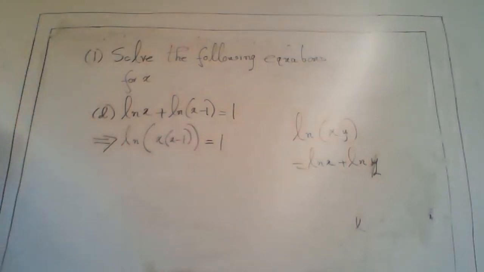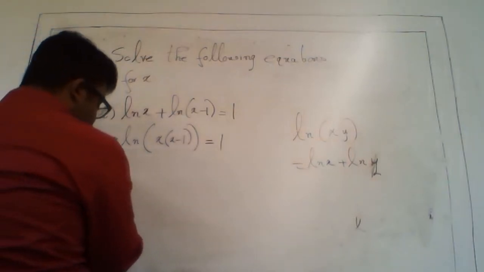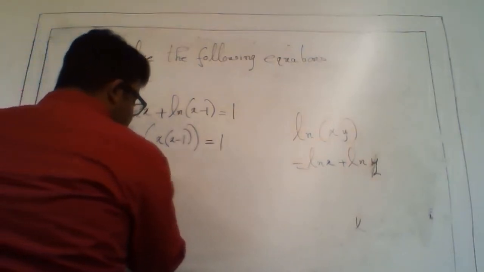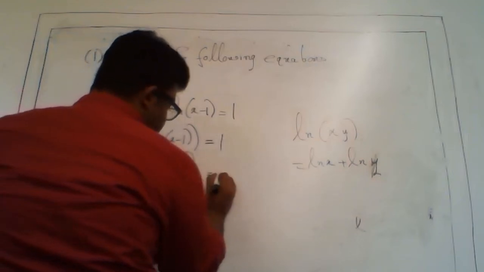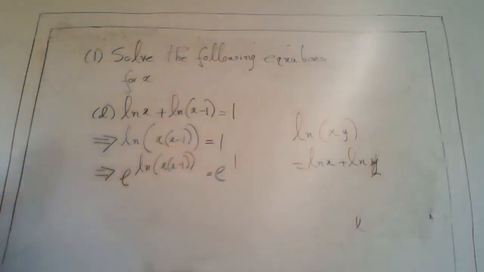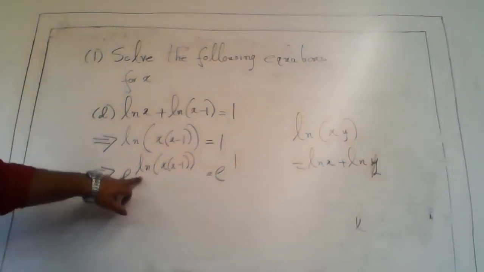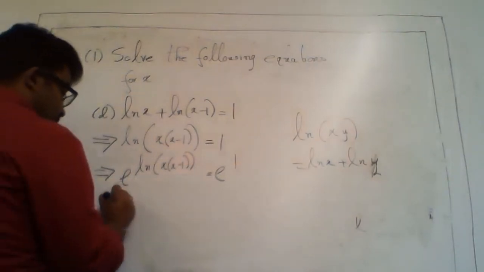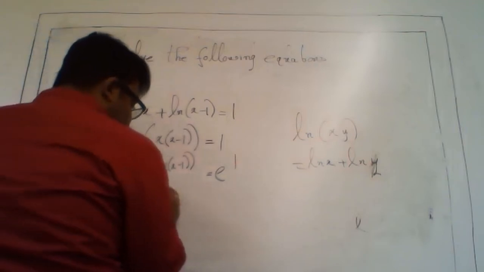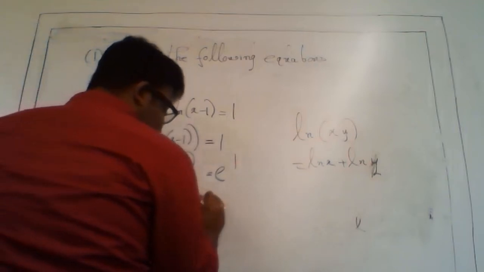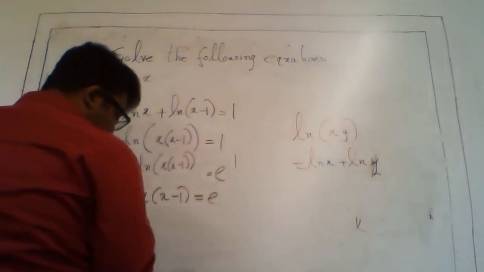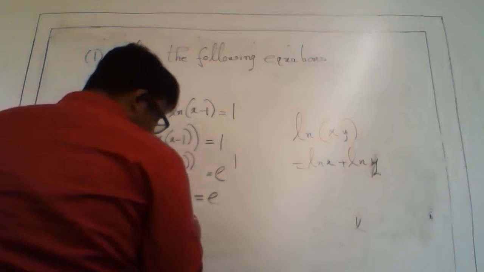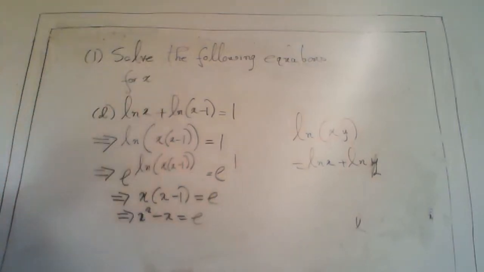Now I can raise e on both sides and write this as e to the power ln of x times (x minus 1) equal to e raised to the power 1. Now finally you see that e and ln will cancel each other, and I will be left with x times (x minus 1) equal to e. Now I can solve this equation. This will be x squared minus x equal to e.